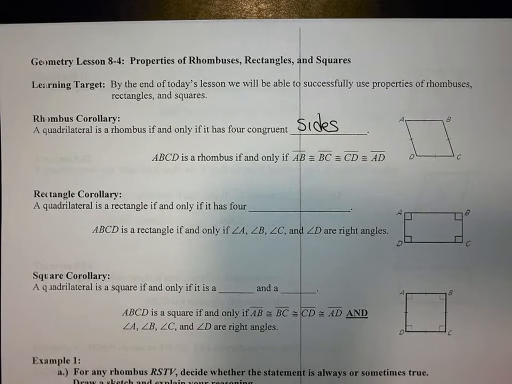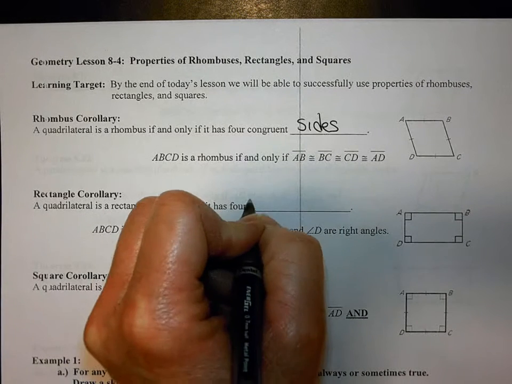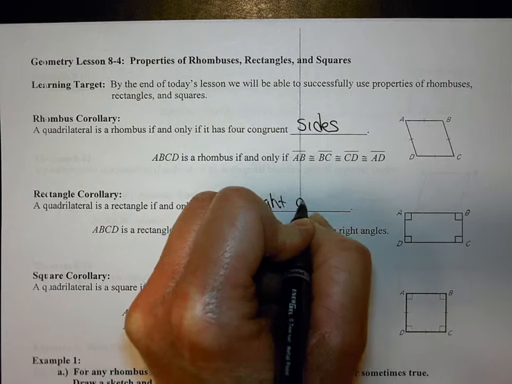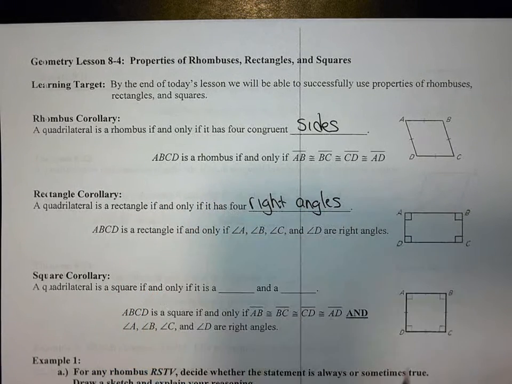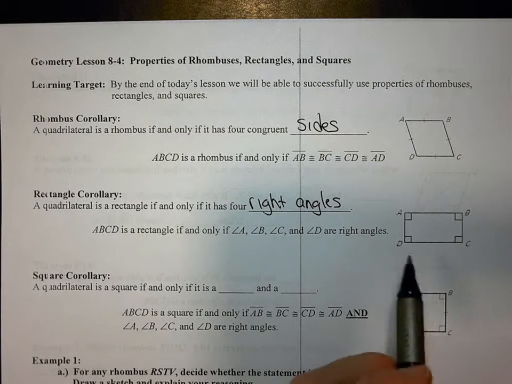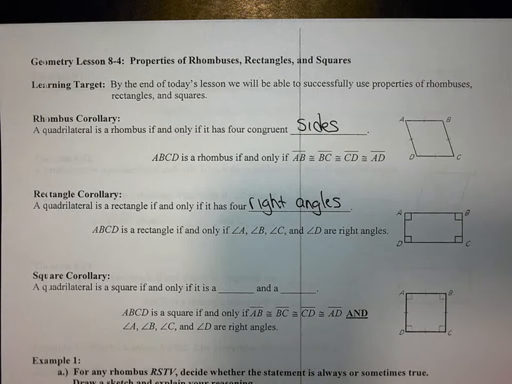Okay, a rectangle corollary. A quadrilateral, again a 4-sided figure, is a rectangle if and only if it has 4 right angles. So for it to be a rectangle, it must have 4 90-degree angles. So in this case, A, B, C, and D must all equal 90 degrees. And again, they're going to use the same symbols that we've been using. The little square means 90 degrees.